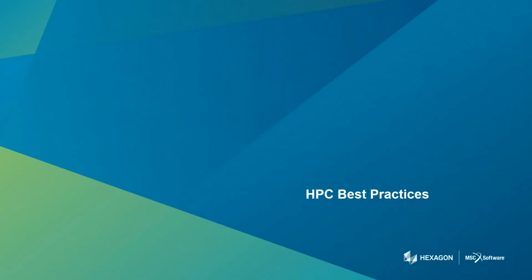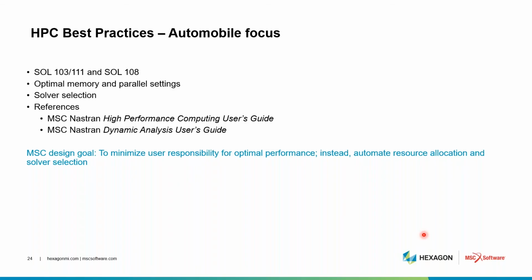So HPC best practices. Again, this site is automotive focused, but we'll talk about the generic industry focus as well. For automotive industries, generally they run Solution 103, 111, and Solution 108. The optimal memory and parallel settings are done as well, and the automatic solver selection. This applies to all the industries, not just automotive. I should highlight that. And then the references. If you want to learn more about HPC with MSC Nastran, you can refer to the MSC Nastran High Performance Computing User's Guide, and also the Nastran Dynamic Analysis User's Guide.